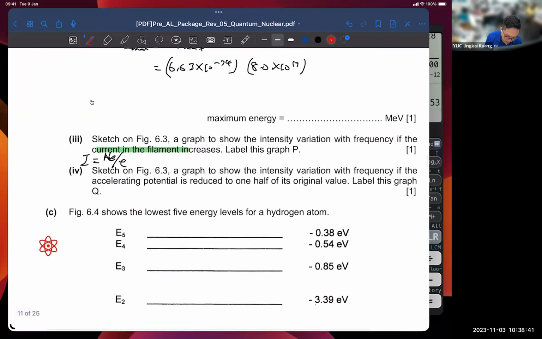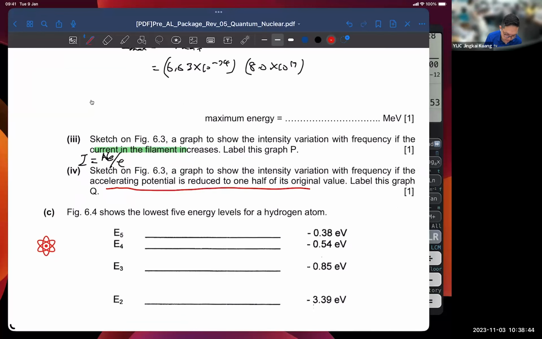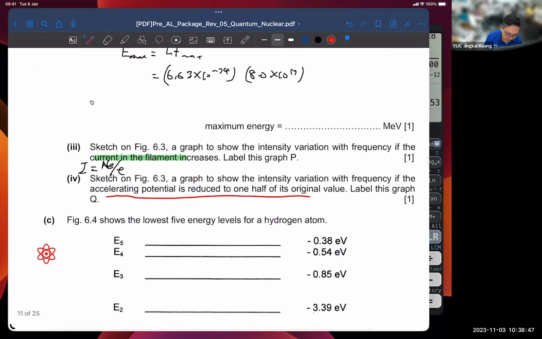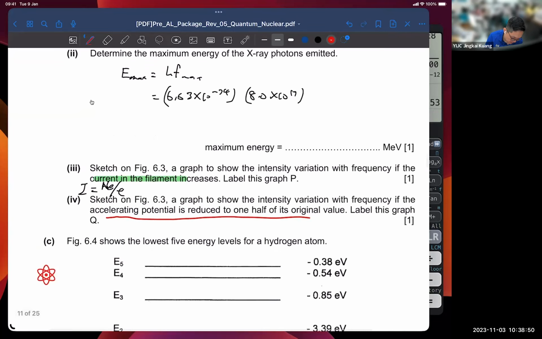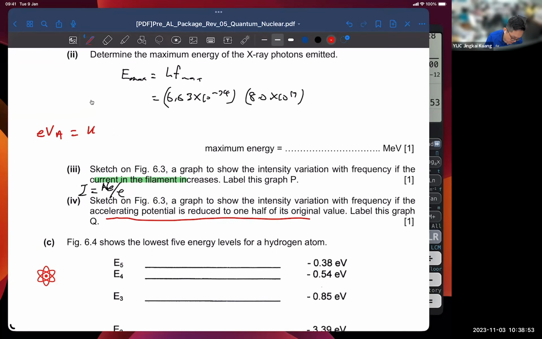Next, if I reduce my accelerating potential to half of its original value, remember my accelerating potential eV is equals to KE max of the electron, which is equals to h f max of the photon. So if this is cut by half, this will also drop by half. That means the maximum KE of my electron will be half, and the maximum energy of the photon will also be half.